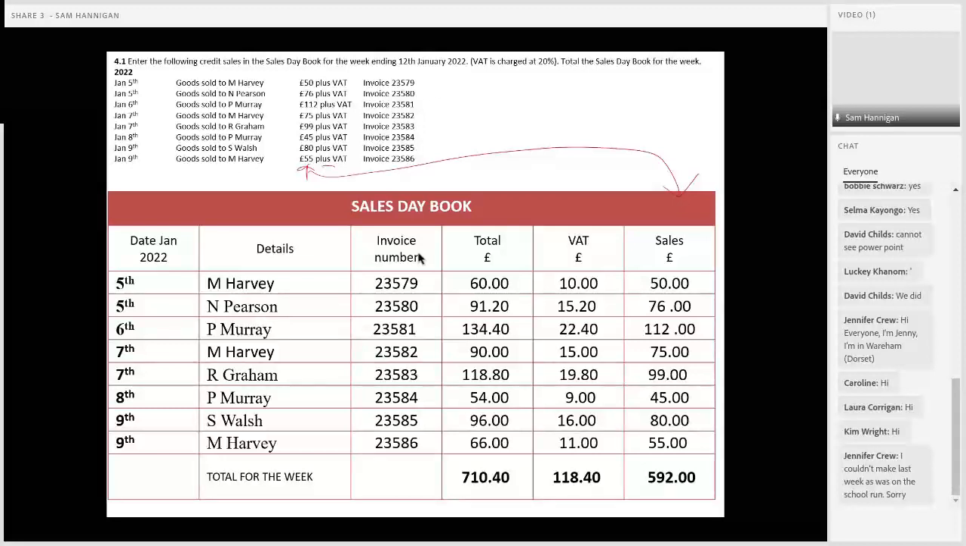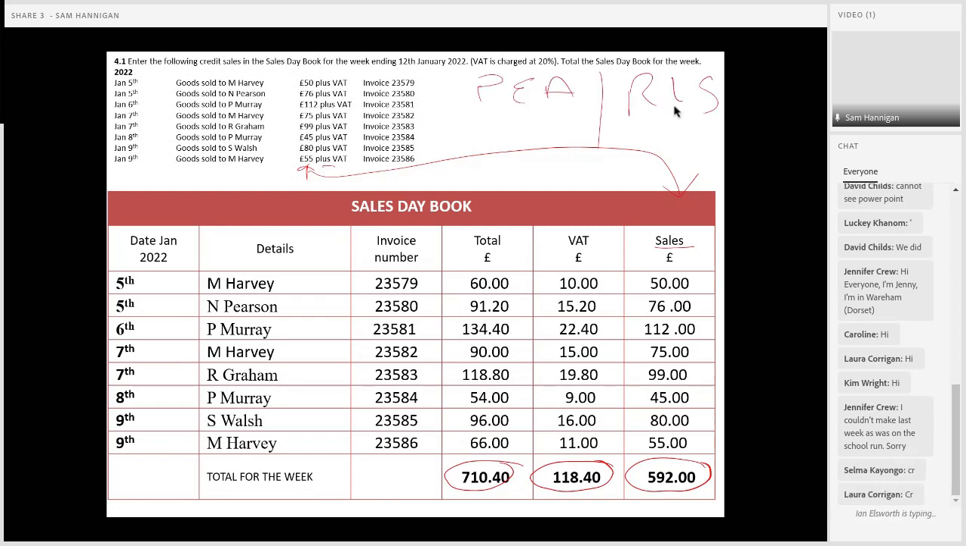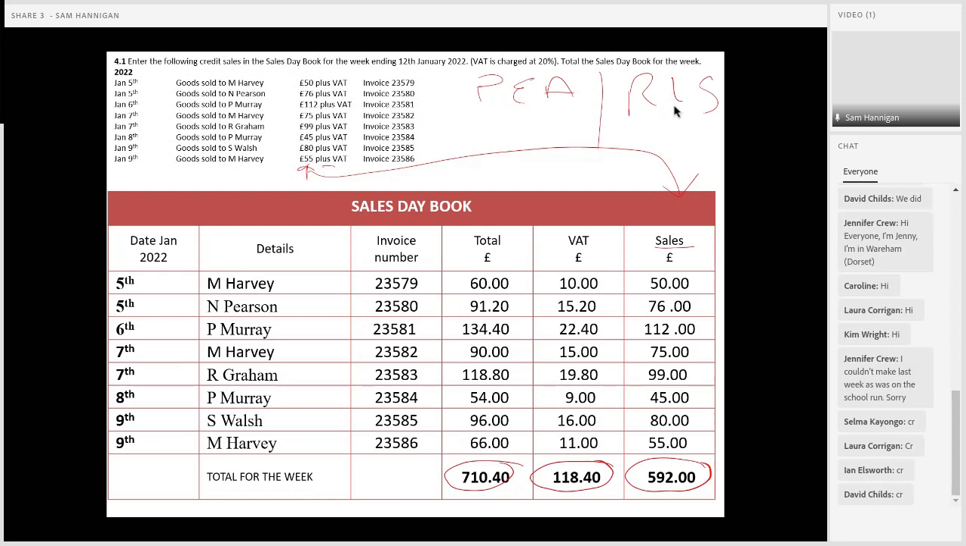Okay, these three amounts are posted to the general ledger, or main ledger, as it's called. If the general ledger is the sales account of £592, what side would it go on? Remember, use your PEARLS to help you. Brilliant. So that goes on your credit side. So this total is a credit in your sales account.